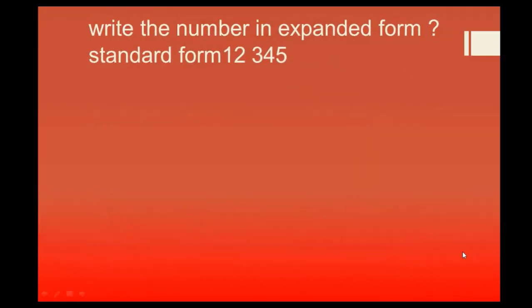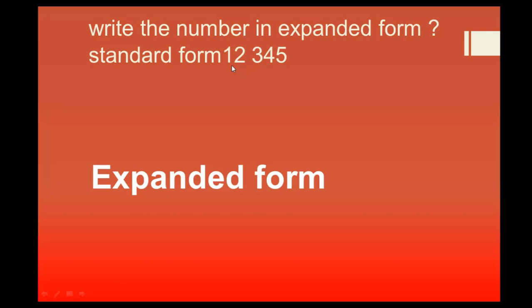We will solve the next question. Write the number in expanded form. Here we have a number 12,345. Now we will write the expanded form for this number. We know 1 is at 10,000 place, 2 is at thousands place, 3 is at hundreds place, 4 is at tens place, and 5 is at ones place.